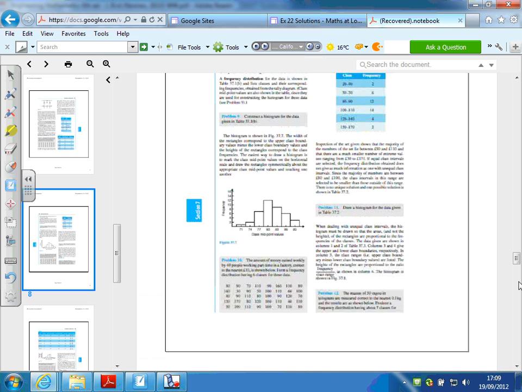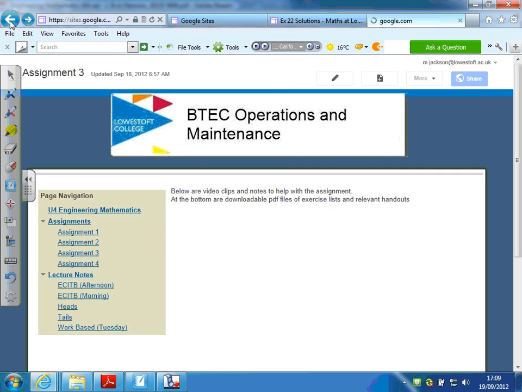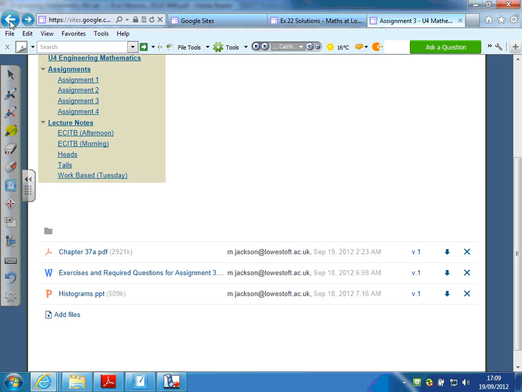Next week we will be going through histograms and stuff like that, but if you want to get ahead of the game, you can look at that. There's also a histogram PowerPoint, which we're looking at next week. If you want to look ahead at how to plot histograms, you can look at that.